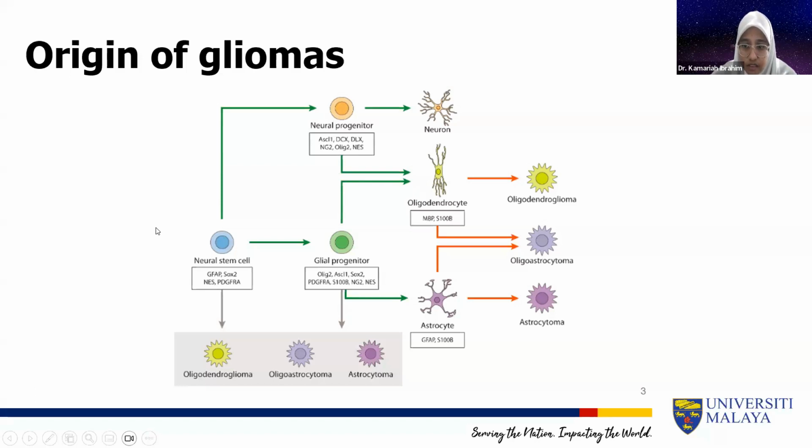The most classical hypothesis on the origin of glioma cells is represented by the orange arrows, where it will give rise to oligodendroglioma, oligoastrocytoma, and astrocytoma. But the most recent hypothesis postulates that gliomas can originate from direct transformation of neural stem cells or glioprogenitor cells, which is represented by the green arrow.